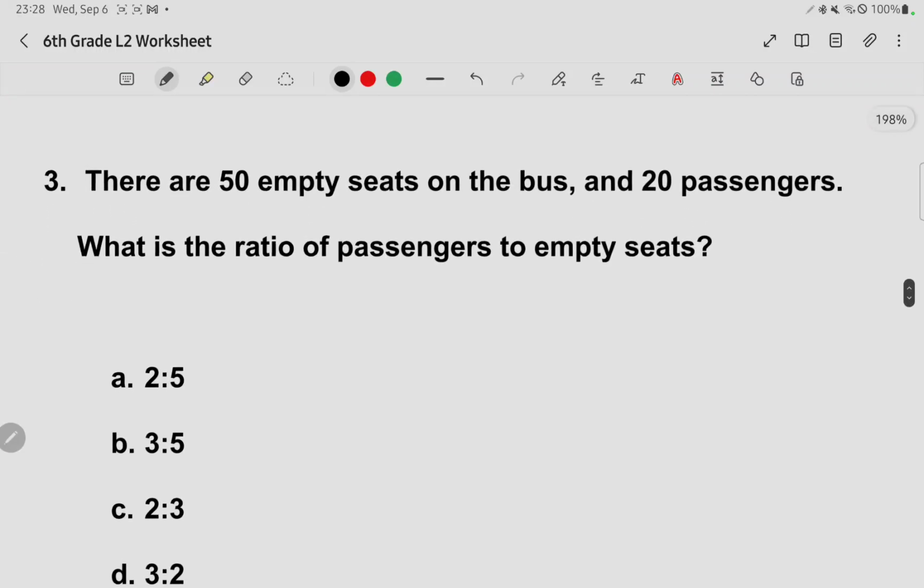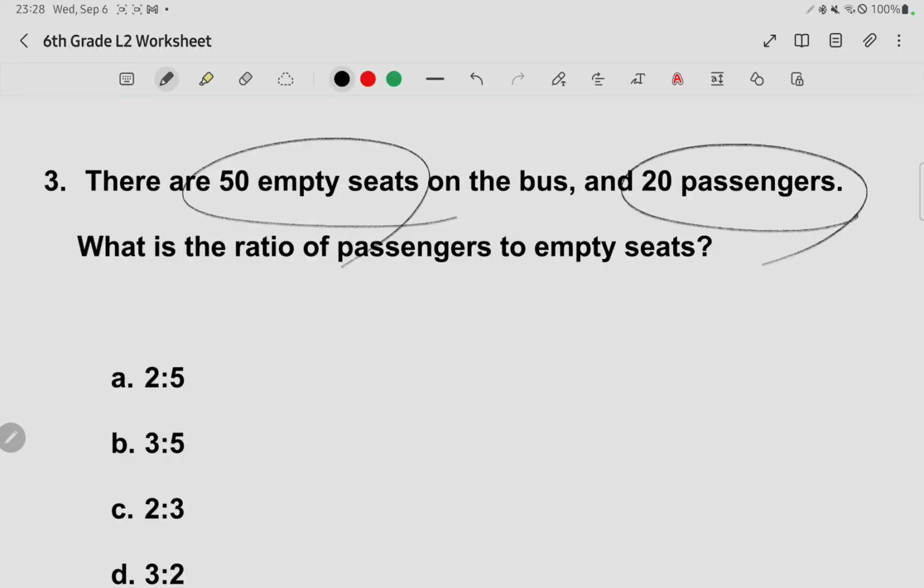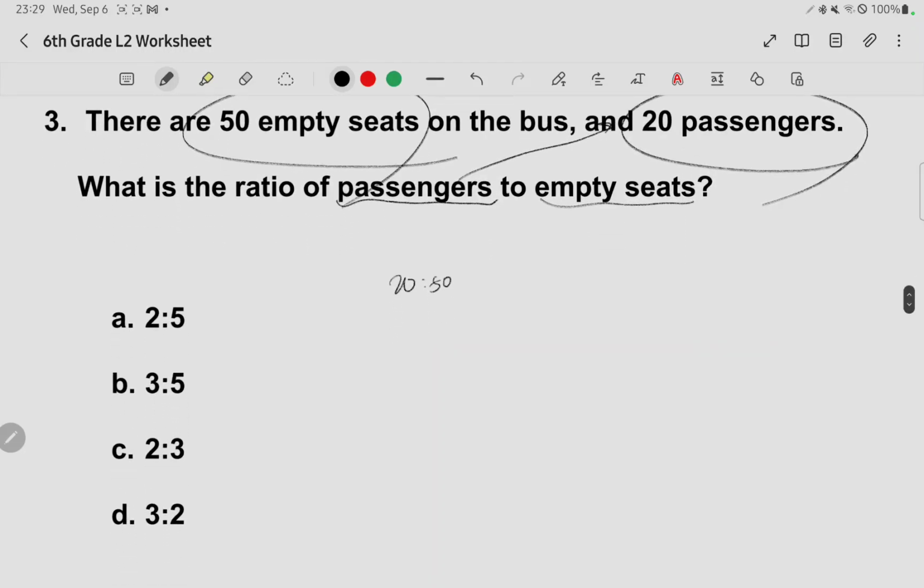Okay, number 3. There are 50 empty seats and 20 passengers. What is the ratio of passengers to the empty seats? Okay. This question is pretty straightforward. Passengers, how many are there? There are 20 passengers. And then how many empty seats are there? There are 50 empty seats. I divide by 10, I get 2 to 5. Which then the correct answer is gonna be A.